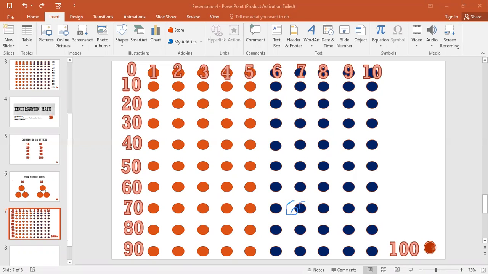Now we are counting down. 65, what comes before 65? 64. And then what number comes before 64? 63. So if you look at it the other way, 63, 64, 65, 66. Is that correct? Yes, it is. Great job. So here we counted down.